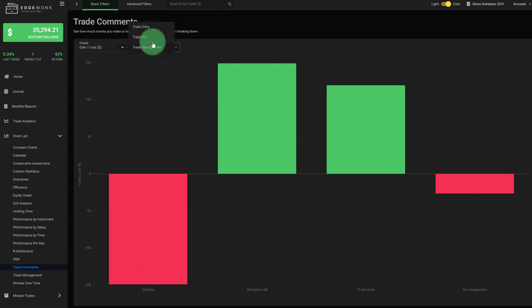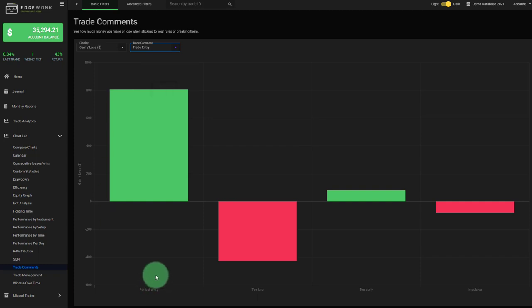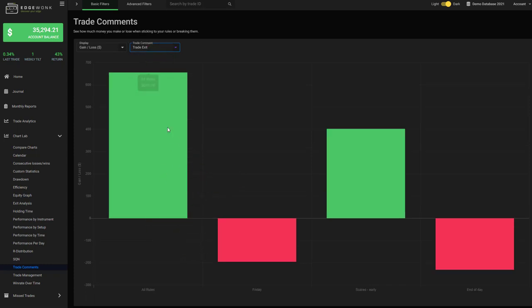So right now we are on the trade management comments, but you can also look for your trade entries, for example. And then you see how well are the trades performing where you had a perfect entry versus how are the trades performing where the entry was too late, too early, or where you had an impulsive trade entry. And those tags are completely customizable, so you can track whatever you want here in your Edgewonk and then get a very personalized breakdown. For example, on the exits, you can see this trade had all the rules. It was a Friday trade. You are scared and exited too early, or you exited at the end of day, and then you can see how well is it performing.